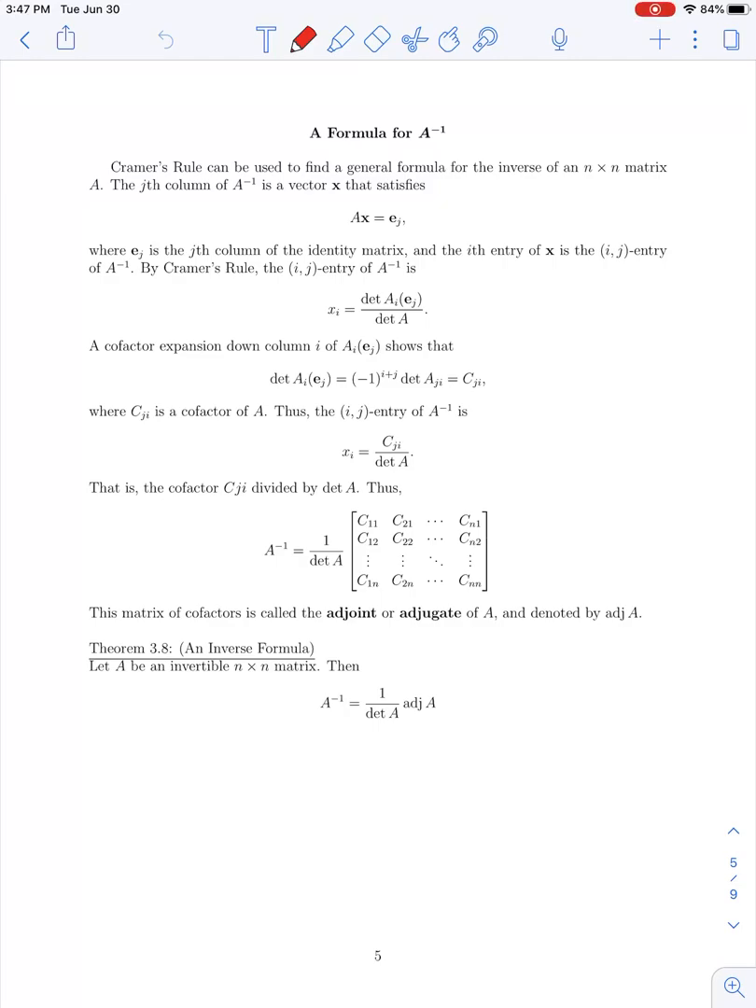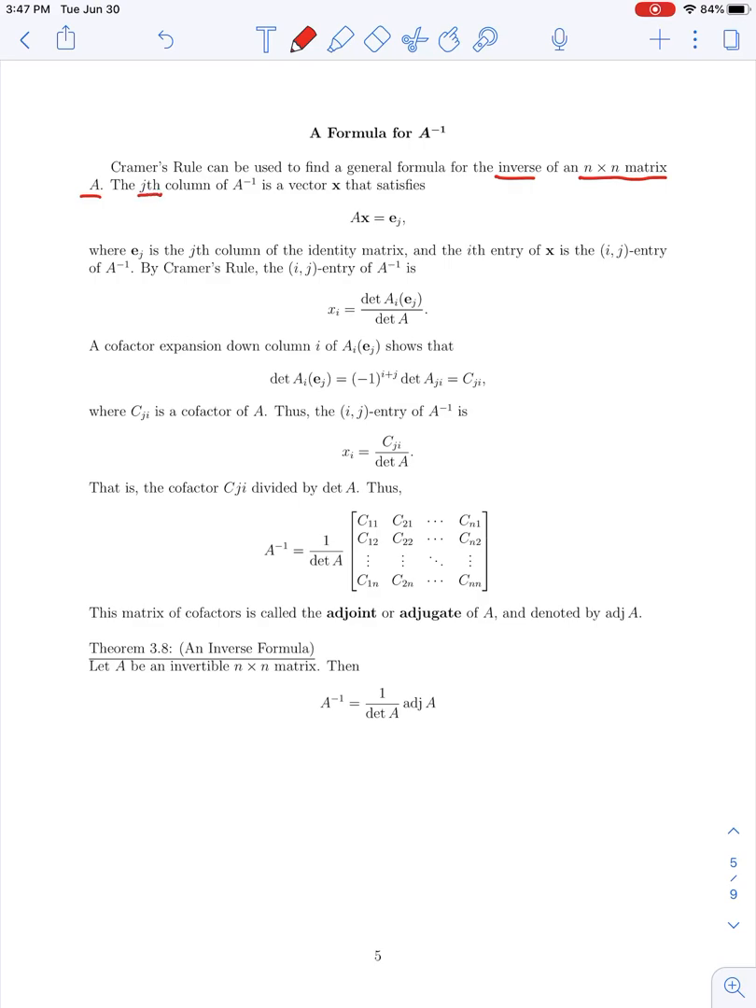Okay, in this lecture we're going to cover the next part of the section 3.3 material, which will make use of Cramer's rule to give us a formula for the inverse of a non-singular square matrix. So let's suppose that we're interested in determining the inverse of some n by n matrix, let's call it A.